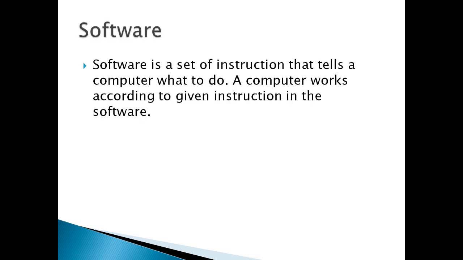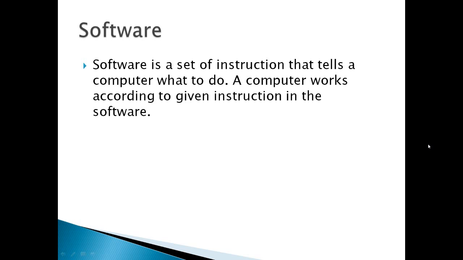Now coming to the next thing, that is software. Software is something that we cannot touch. It is a set of instructions that tells a computer what to do. A computer works according to the given instructions. So for example, if we click on Microsoft Office and there are several packages inside it, and then go towards Microsoft Word, then it will only open Microsoft Word, not PowerPoint, not Excel, not Access, because we have clicked on Microsoft Word.